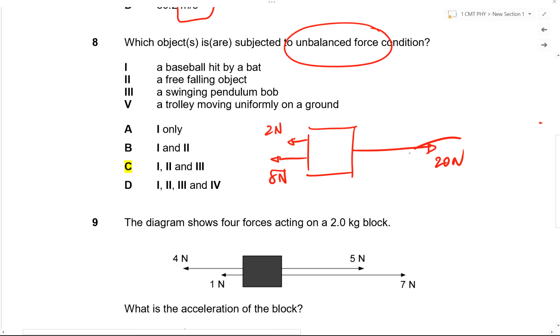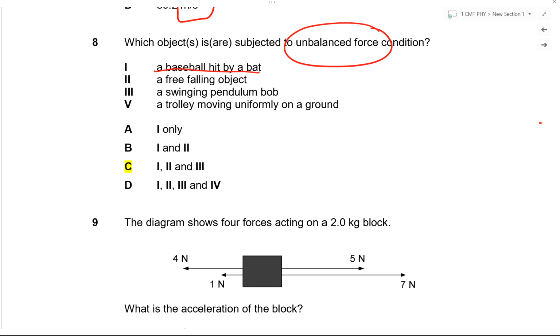So this is a quick recap. And now, let's look at the scenarios. A baseball hit by a bat. When I hit a baseball with a bat, it experiences forces, okay, and it starts to accelerate. In this case, when you hit a baseball with a bat, it starts to go faster. It accelerates. Therefore, forces are unbalanced.